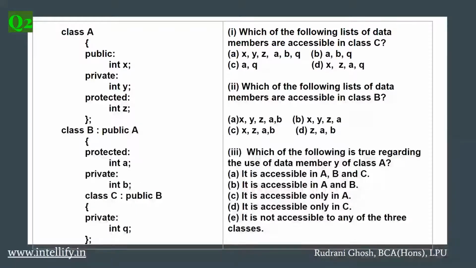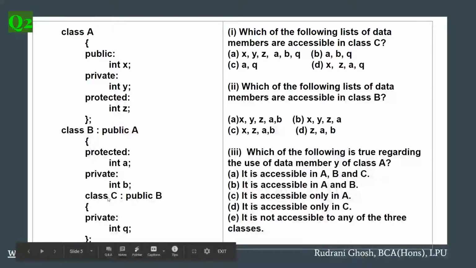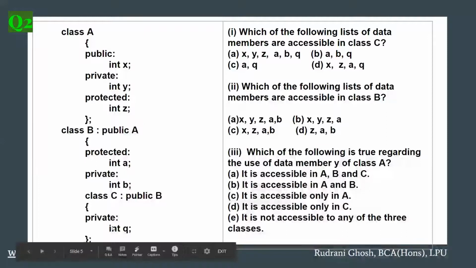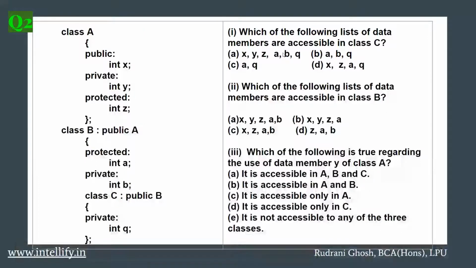There is a class A inside which X is public, Y is private, and Z is protected. There's another class B which is using the access specifier public, inheriting from class A. Int A is protected, int B is private. And inside this class B, we have another class called class C, which has access specifier public, inheriting from B, and Q is private. So the question is, which of the following lists of data members are accessible in class C?